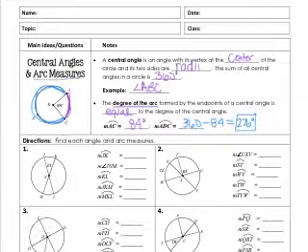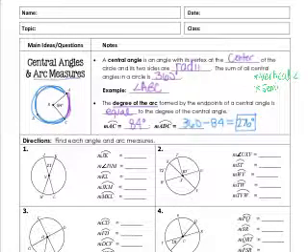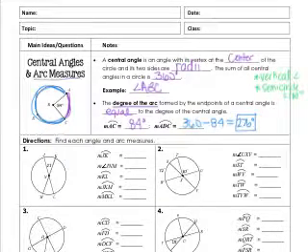Some other things to remember as we work through this section is vertical angles. And we know vertical angles are equal. Also, the measure of a semicircle is 180 degrees. So as we work through those, we want to keep those ideas in mind.